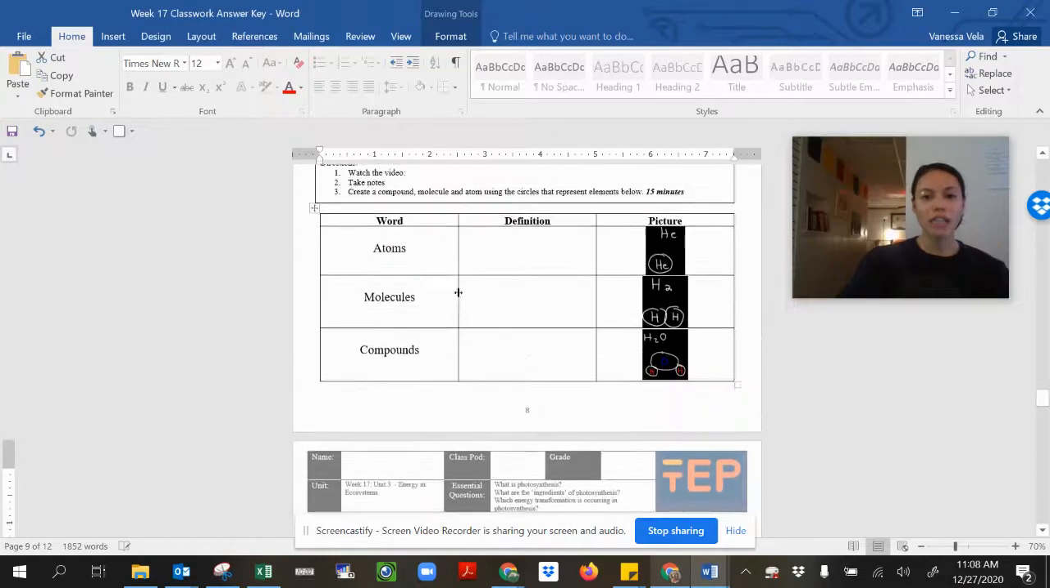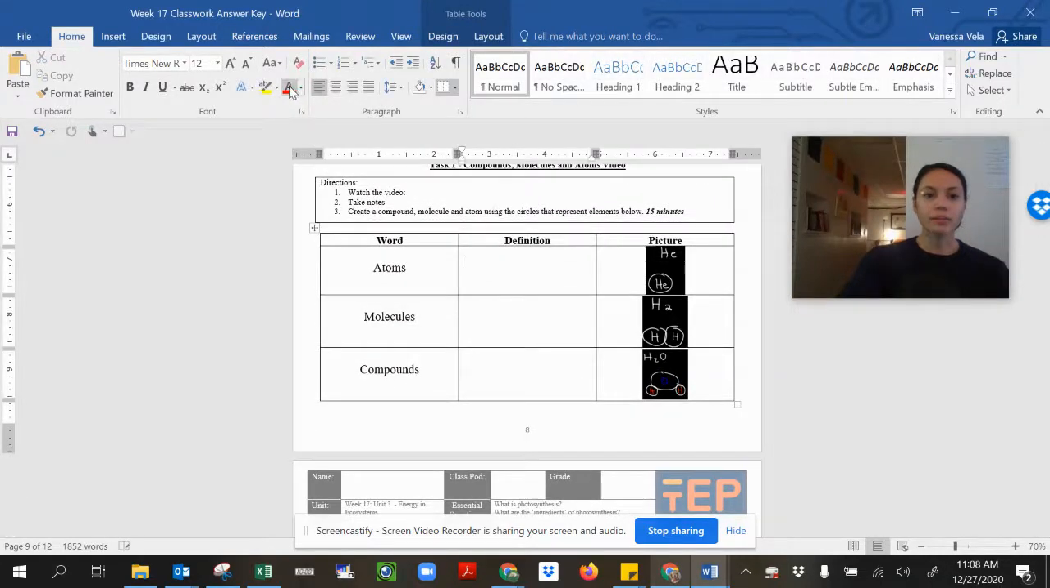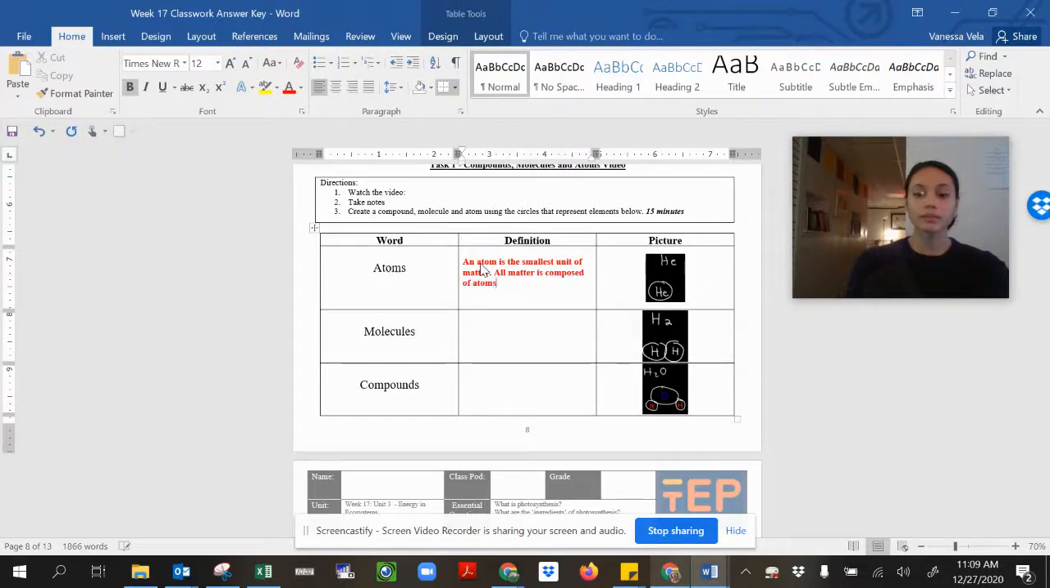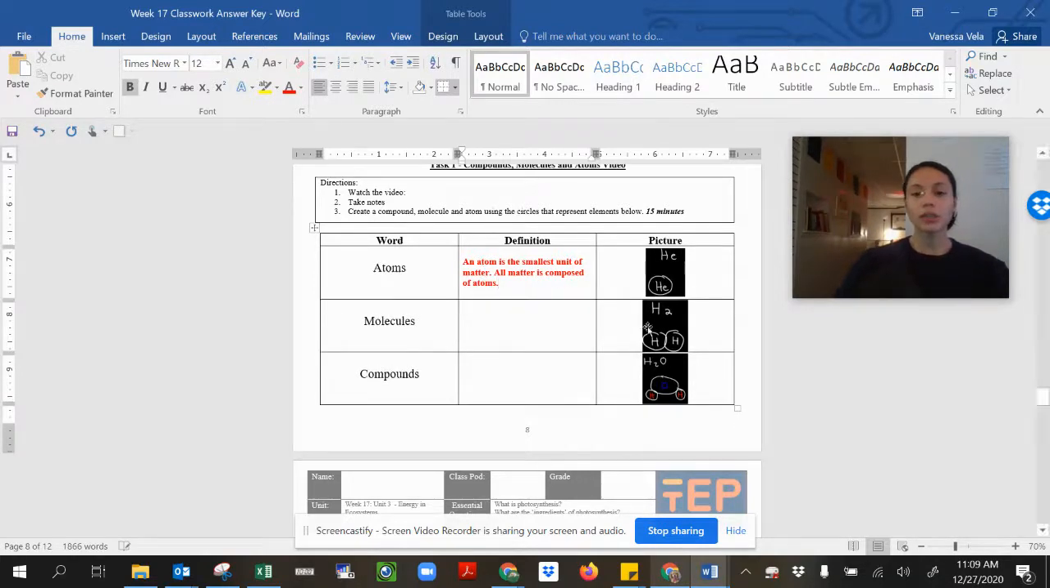An atom, and I'm going to write this in red, so you should be writing this down as well. An atom is, in a complete sentence, the smallest unit of matter. Period. All matter is composed of atoms. Period. So making sure that you pause this and write it down.